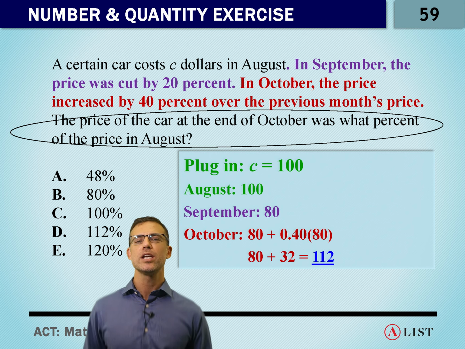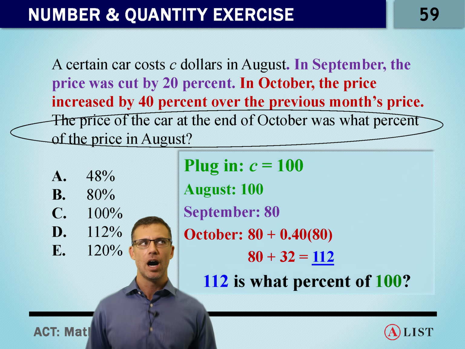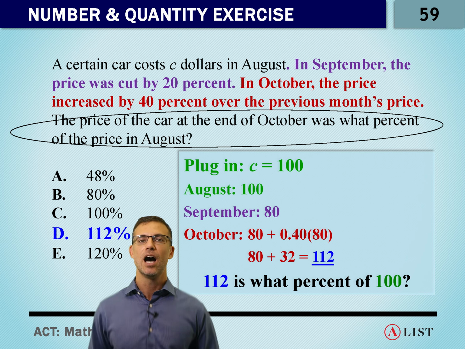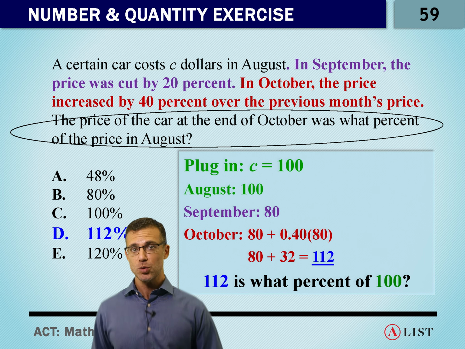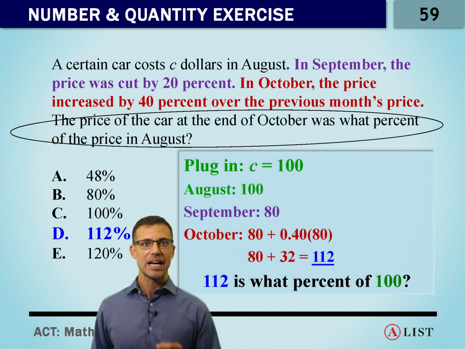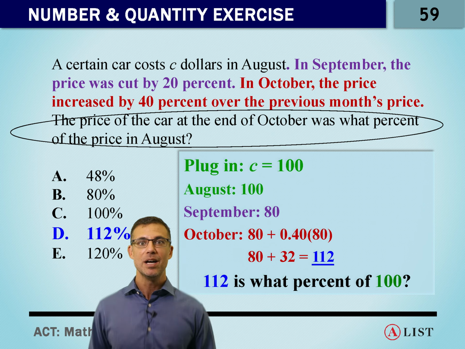If we put 112 over 100, 112 is what percent of 100? We get D, 112%. Remember, the reason we start off with 100 here is to make our lives easy. Because we compared it back to 100, that last number we got, that 112, means there's not even another calculation necessary. We can choose D right away. Congratulations, we've killed the number and quantity exercise.